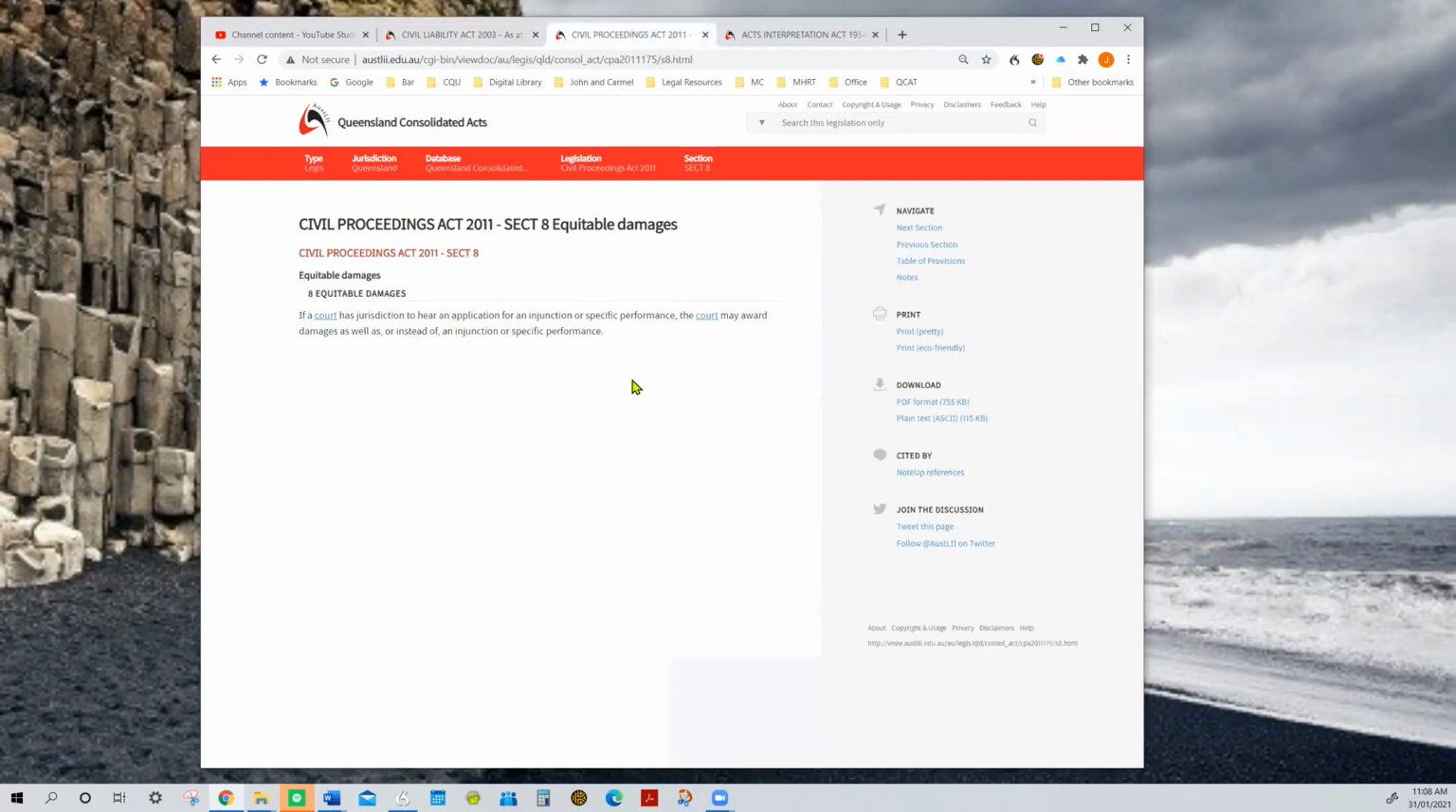That is the Civil Proceedings Act 2011. Again, Queensland, section 8, likewise a very simple looking section. If a court has jurisdiction to hear an application for an injunction or specific performance, the court may award damages as well as, or instead of, an injunction or specific performance. What does that mean? How do we best understand what that statute is attempting to say?